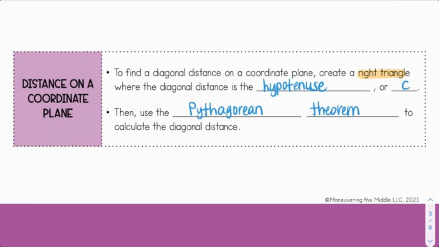So again, this is most helpful on a coordinate plane when we are looking for a diagonal distance that can't easily be counted by looking at the units on a graph. We can easily count vertically and horizontally, but if we're looking for a diagonal distance, that's where we need to create for ourselves a right triangle where we're solving for the hypotenuse.